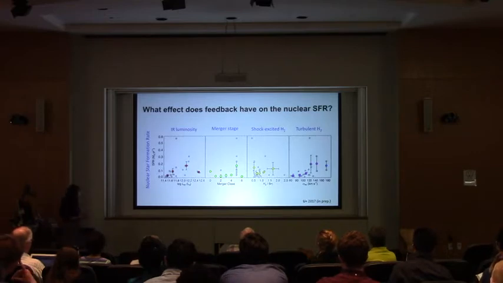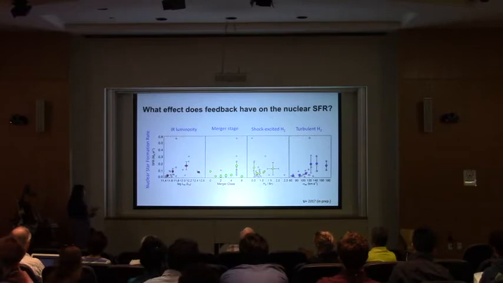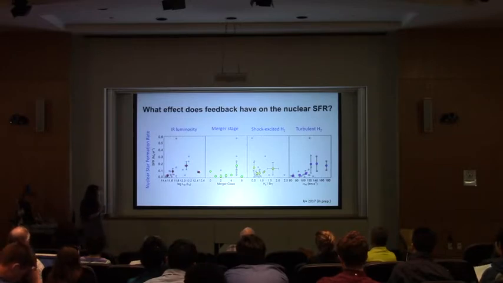So here I'm showing nuclear star formation rate as computed from bracket gamma luminosities against a few parameters: infrared luminosity, merger stage, shock excited molecular hydrogen, and turbulent molecular hydrogen. And here now all of the gray points, the underlying points, are integrated values for each system in our sample. And then the color points are the binned points.